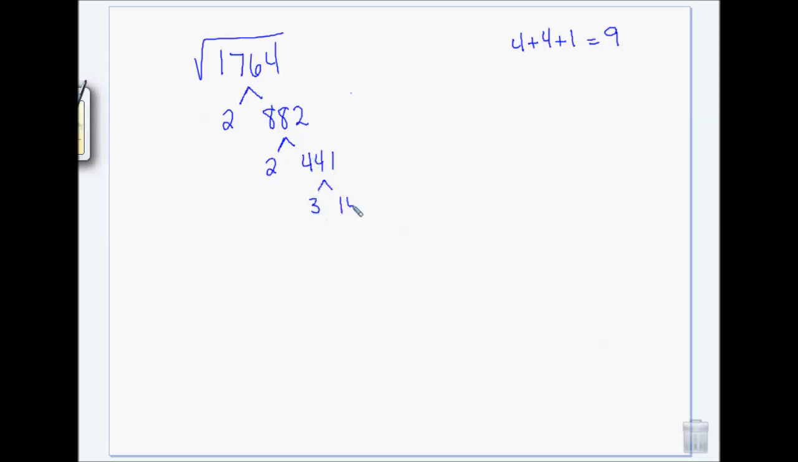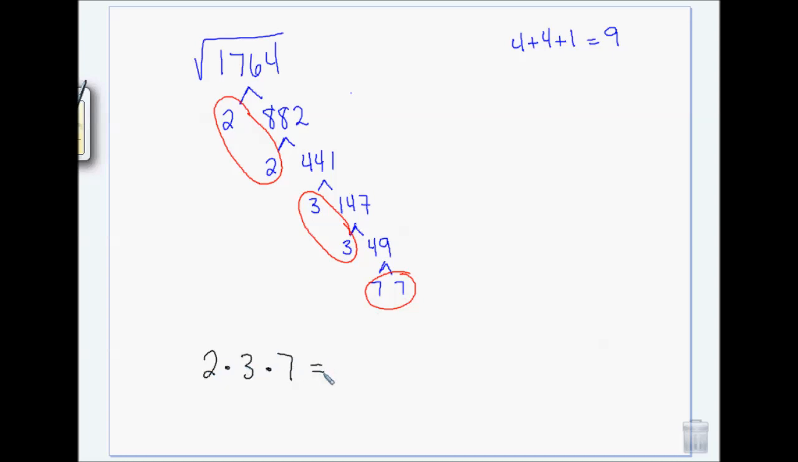So if I do that, that's 147. And if I add these together, I get 1 plus 4 plus 7, which is 12, which will divide by 3. And then 49 is 7 times 7. And now I have a pair of 2s, a pair of 3s, and a pair of 7s. So my answer to this is going to be 2 times 3 times 7, which is 6 times 7. So 42 is the square root of 1764.